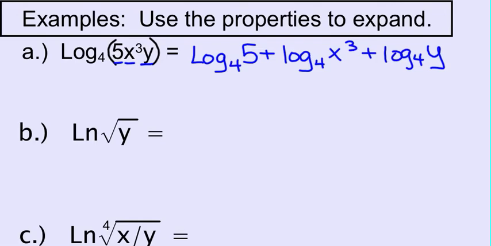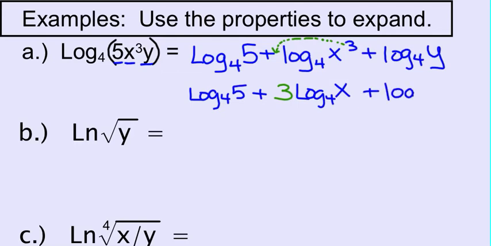Then I have another property that says I can take that 3 and bring it down in front. So now it'll be 3 and then log base 4 of x, and then everything else stays as it is. So in expanded form, here's what it looks like with 3 separate logarithms, all of base 4.